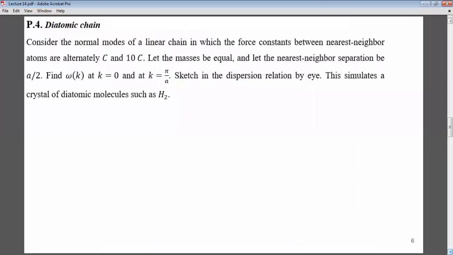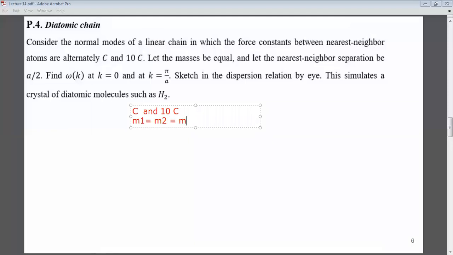Then consider the normal modes of a linear chain in which the force constants between nearest neighbor atoms are alternately C and 10C. So this is again a diatomic chain, but a bit different from the one we worked on in the last lecture, because there we took C to be constant, the same. Now one of them is C, the other one is 10C, but let the masses be equal. So we don't have M1 and M2, we have M.